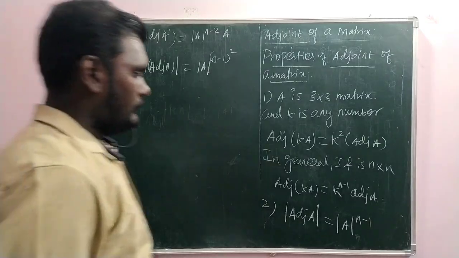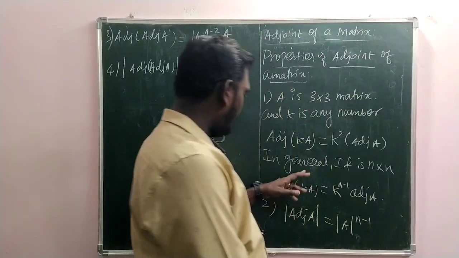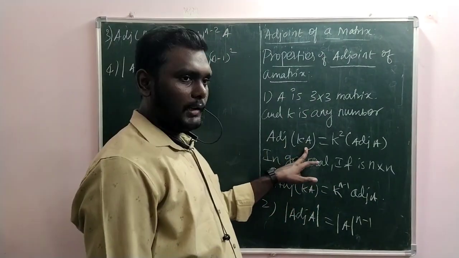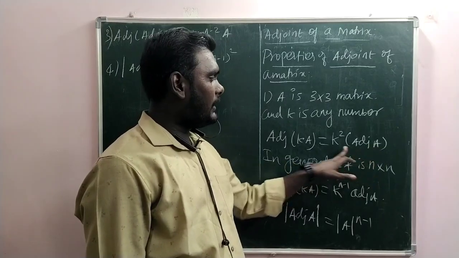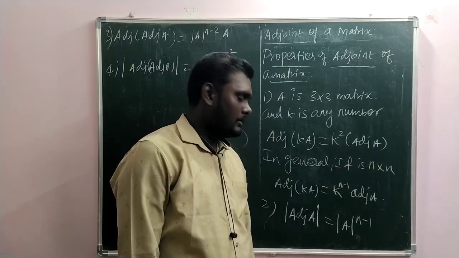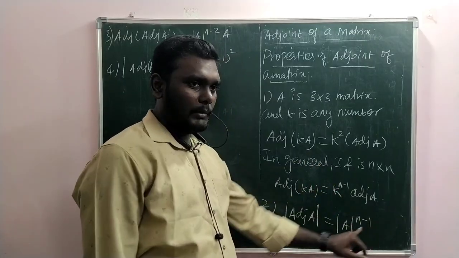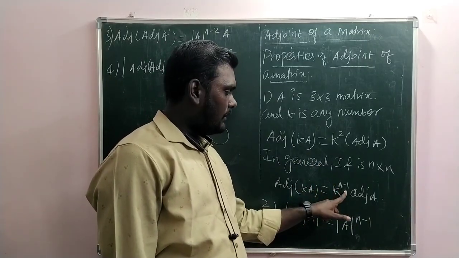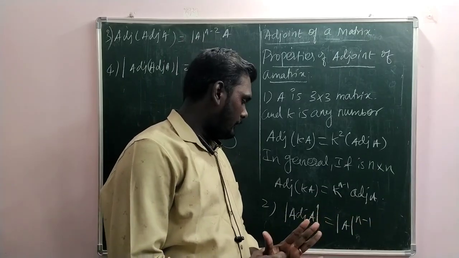Okay. This might seem confusing, but let me explain. See, first we multiply a number with the matrix and we take the adjoint. Then it will be equal to the original matrix adjoint into K square, like a degree 1 less than the order. In general format I have written, 1 degree will be less than the order. We multiply with the original adjoint. That is the property.